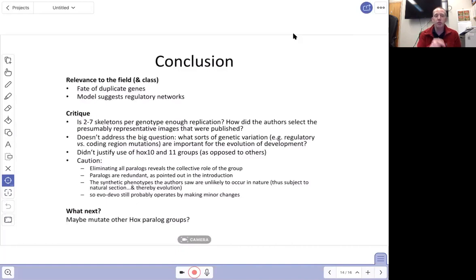So these types of mutations, missing an entire set of paralogs all at once, will never happen. These aren't the types of mutations that will ever be subjected to natural selection. So although this paper studies evo-devo and it's relevant, it doesn't actually tell us about how evolution occurs. This is all synthetic work. It's not based on naturally occurring mutations. So I suggest that it's probably still true that evo-devo works through minor changes at a time.